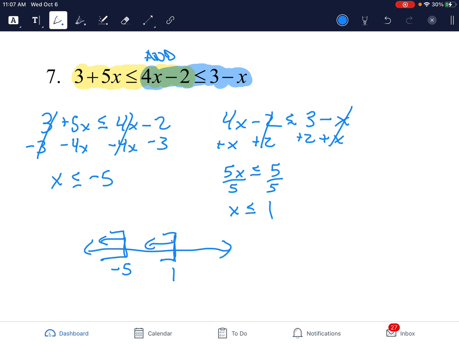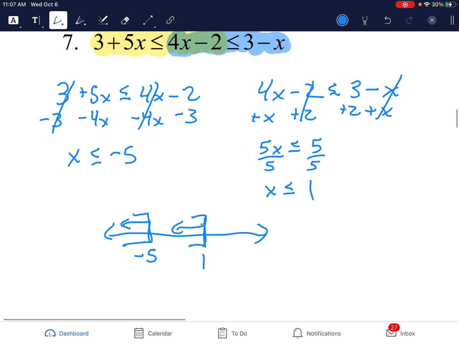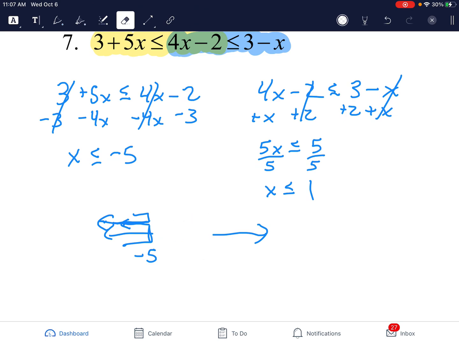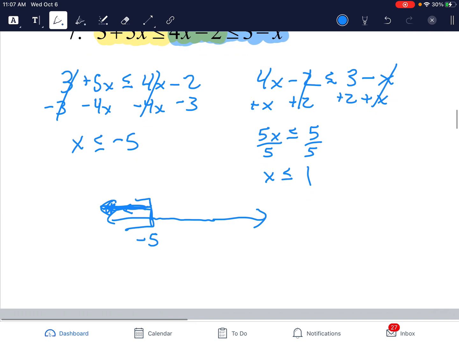Okay, but this is an and question, so we want to know where they're going to overlap. Well, they're only going to overlap when the 1 graph goes over the 5. So what we're going to do is erase this 1 because it's not part of our answer really. We're just going to use the 5. And after the 5, where the 2 lines will be overlapping is where our answer is going to be.